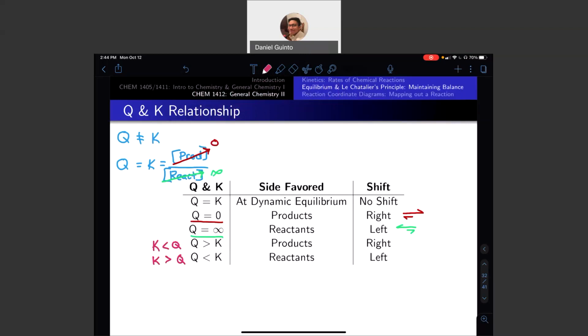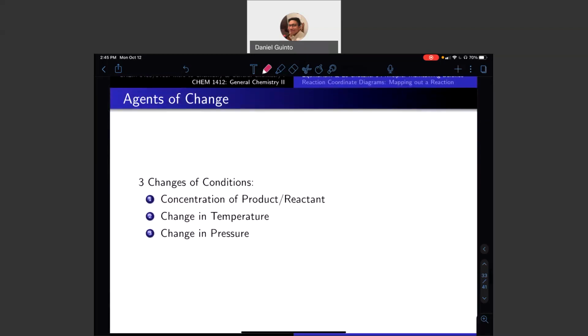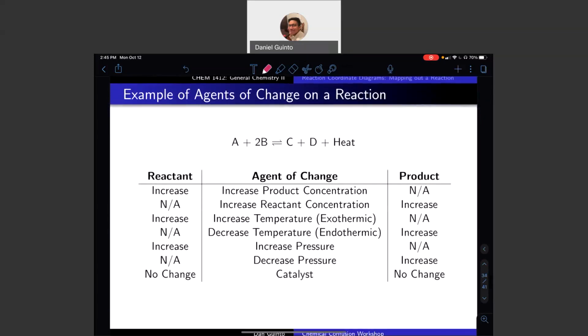And remember, Le Chatelier's principle wants to do whatever it can to decrease the changes that actually exist. So now let's actually look at how change actually exists in terms of chemical reactions. So there are 3 main ways that things change: concentration of product or reactant, change in temperature, and change in pressure. That's important to know for what we're going to see next. So this is a hypothetical reaction.